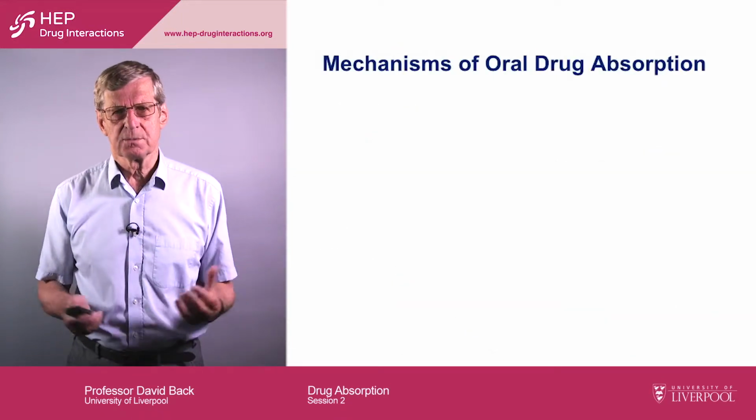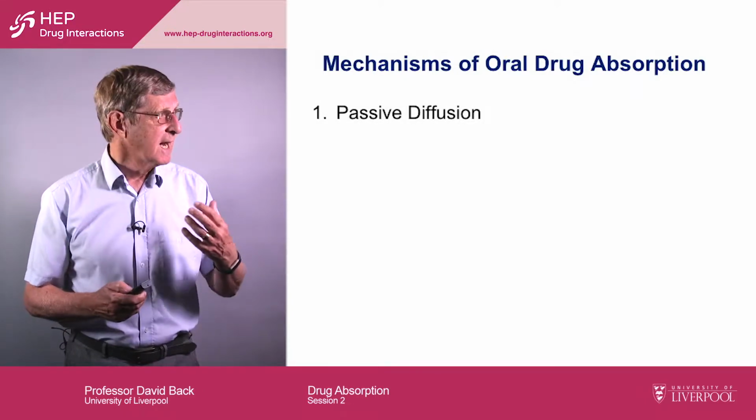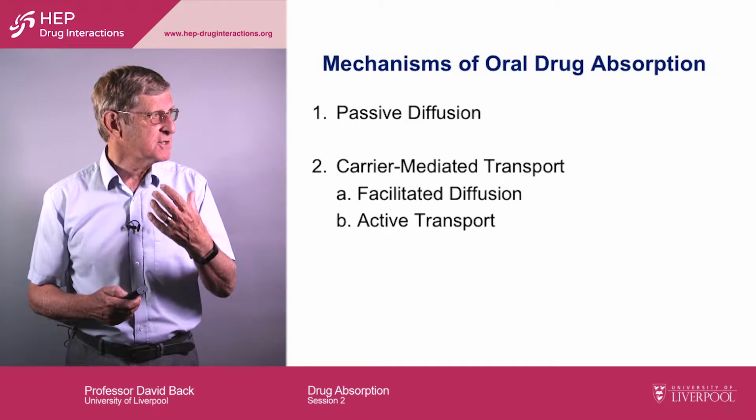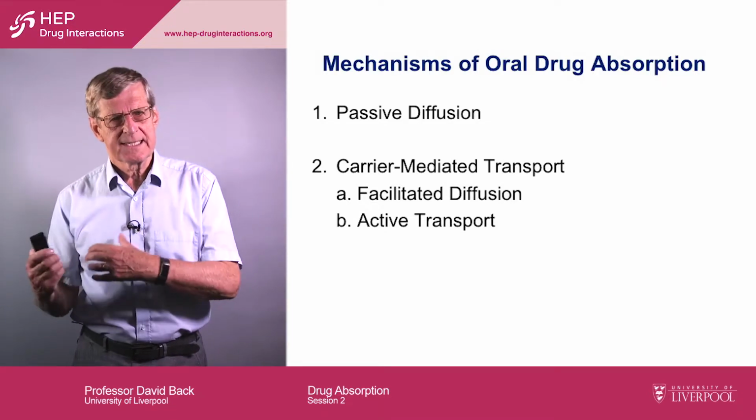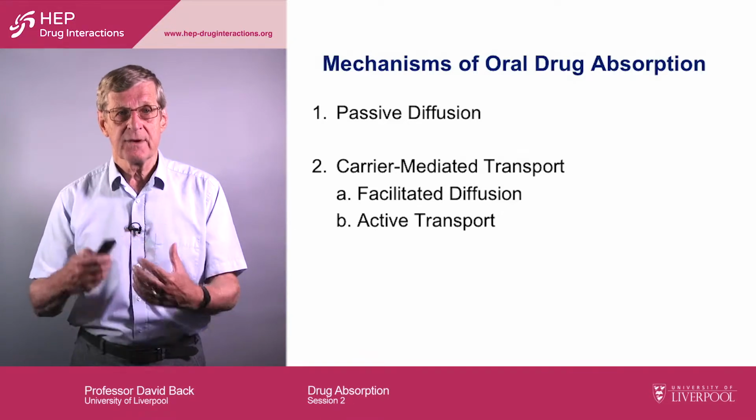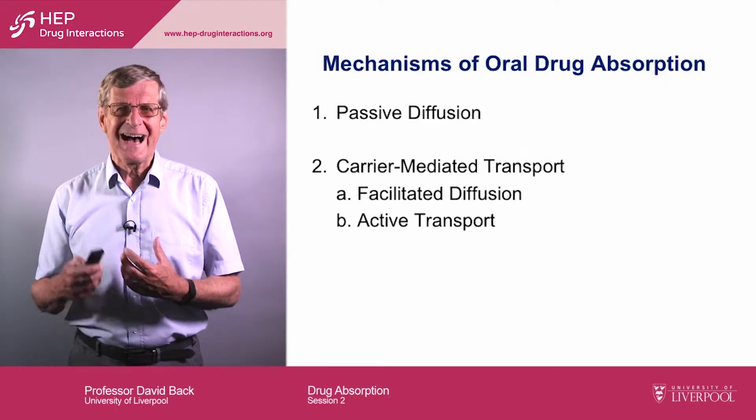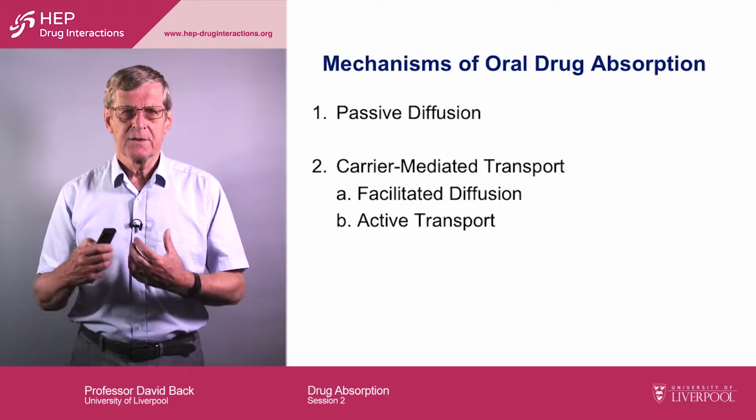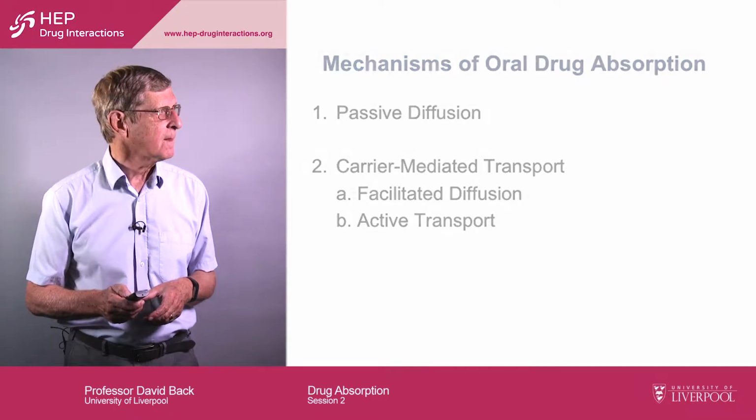So how's a drug absorbed? Some drugs are absorbed passively by passive diffusion, others by carrier-mediated transport. And you can have facilitated diffusion, that's down a concentration gradient, but by protein-directed transport. And others are actively transported with an energy source and against a concentration gradient.